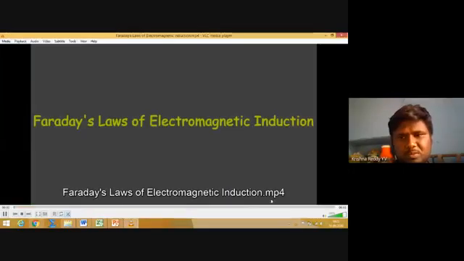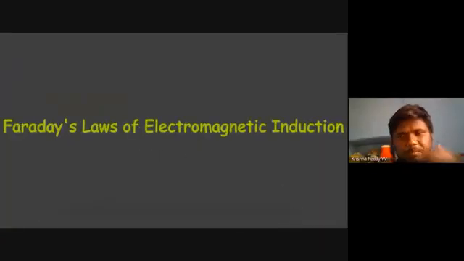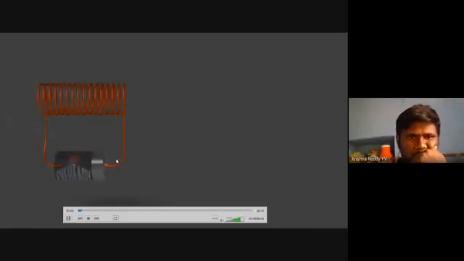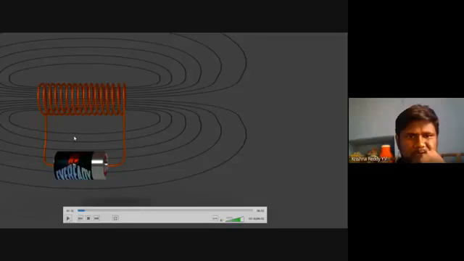We are going to discuss Faraday's law of electromagnetic induction. Let us take a simple coil. Let us connect one battery across it. Hence, there is a magnetic field surrounding it. When we are considering one coil supplied with the help of one battery, due to the flow of electrons, it is producing one magnetic field around it.